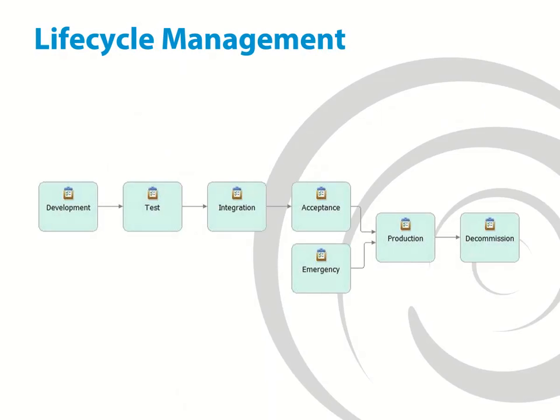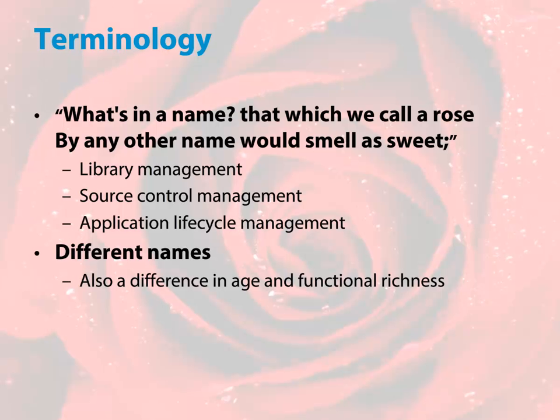This is an example of stages in a life cycle. The names of the rows vary between library management, source control management, application lifecycle management and other names. They mostly cover the same thing, but there is a difference in age and in functionality.